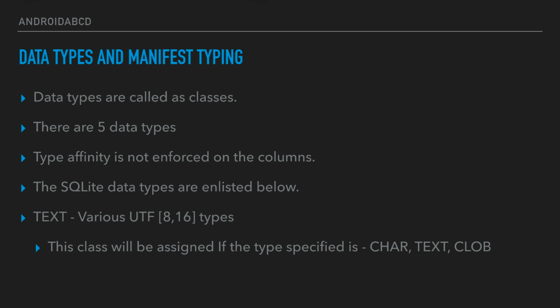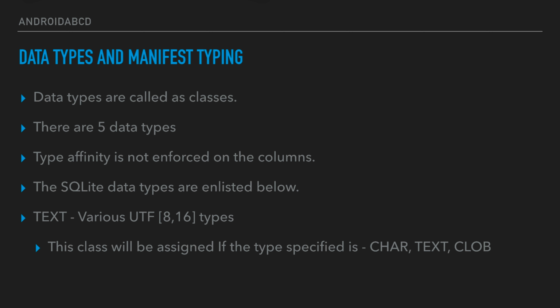Type affinity is not enforced on the columns. So what exactly is type affinity? The type affinity of a column is the recommended type for data stored in the column. So you don't have any enforcement that a particular data type has to be placed in a particular column.